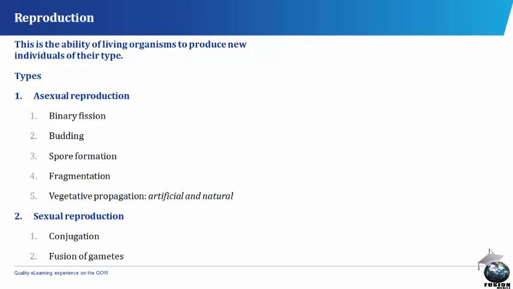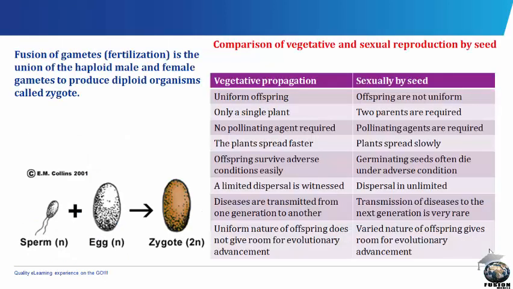In higher animals, these gametes are formed in special organs called gonads. The male gametes, called spermatozoa or simply sperm, are produced in the testes by a meiotic cell division called spermatogenesis. In like manner, the gametes called ova or eggs, produced in the ovary, are also formed by a meiotic cell division called oogenesis. Fusion of gametes, called fertilization, is the union of the haploid male and female gametes to produce diploid organisms called zygotes. This is evident in the diagram.